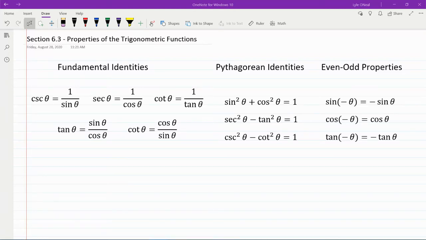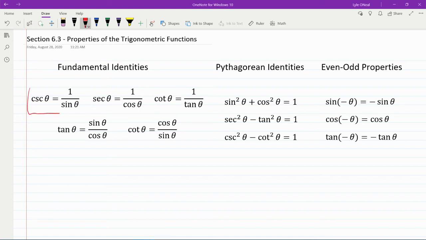Hey, here we go, section 6.3 from our trigonometry class. So we're going to be looking at the properties of trigonometric functions, and I've listed some of the key formulas that you're going to need to be aware of, and we're going to be flip-flopping back and forth between here and the unit circle when we look at some examples. Okay, so let's start with the fundamental identities.